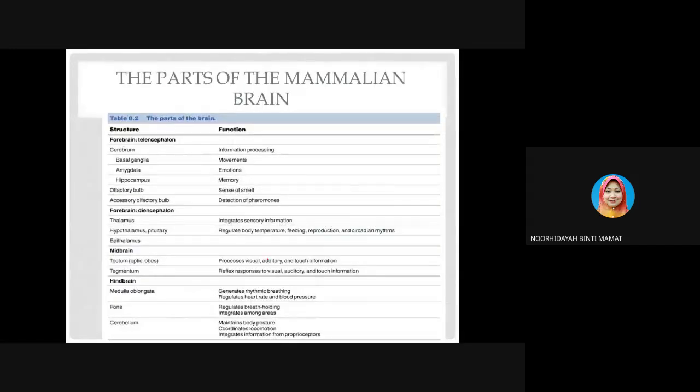So these are the parts of the mammalian brain, the structures and also the functions: the forebrain, the midbrain, and the hindbrain. For example, the cerebrum functions in information processing. The olfactory bulb functions in the sense of smell. We will go one by one after this, the structures of the brain and the functions of these structures.